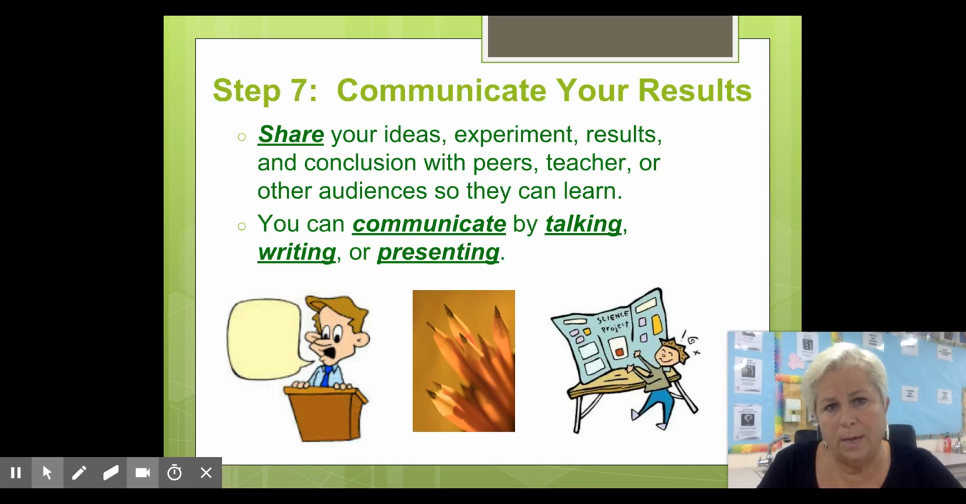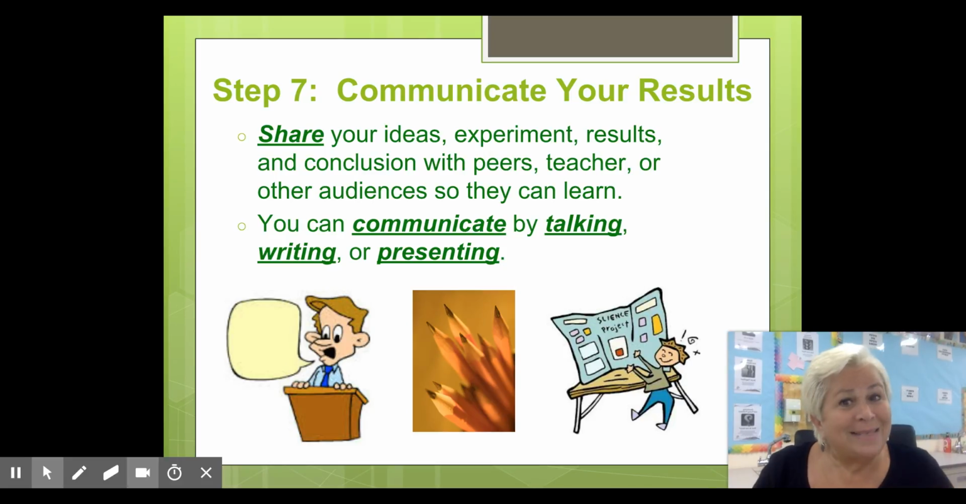You can communicate by speaking, like giving a presentation of some kind. By writing, we will always do a lab report. We have a kind of a lab report template that we'll use. It's going to be different from note taking, and we're going to be going through that whole process here with this unit on scientific method. Anyway, you're going to get a lot of practice in writing that.